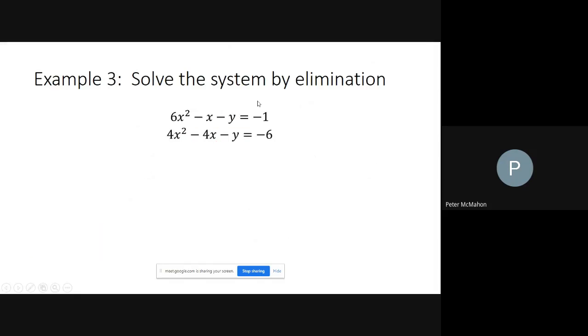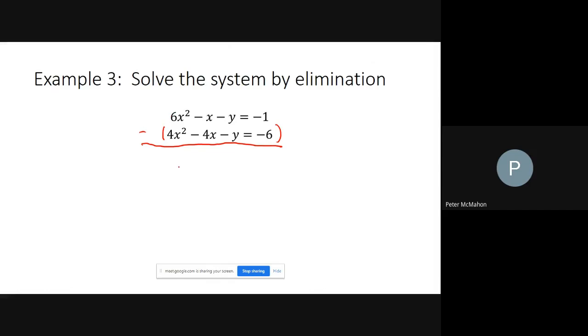All right, over here we're going to solve this one by elimination. Trying to eliminate x is going to be difficult because I have an x and an x squared in both of them, and the coefficients are all different, so it's not going to work. But we can eliminate the y's. I have negative y and negative y, so again we're going to subtract these equations. I'm putting brackets here because I want to make sure it's this minus the whole thing.